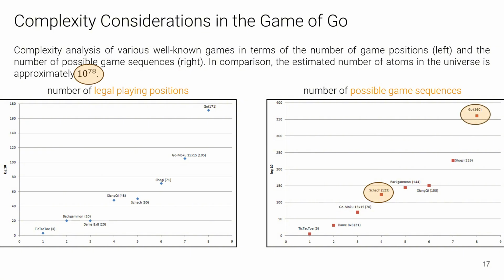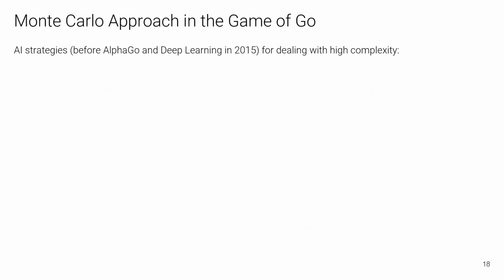When we look at Go now, its complexity surpasses chess by several categories. Now, of course, the question arises, how can computer programs, and I'll take the time before AlphaGo and before deep learning, actually play games like Go and make meaningful computer moves? A widely used strategy is called the Monte Carlo method.